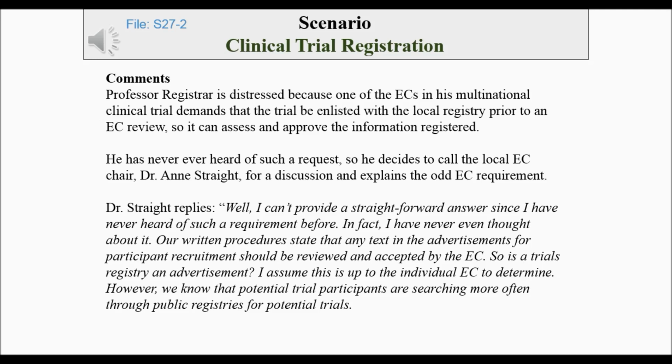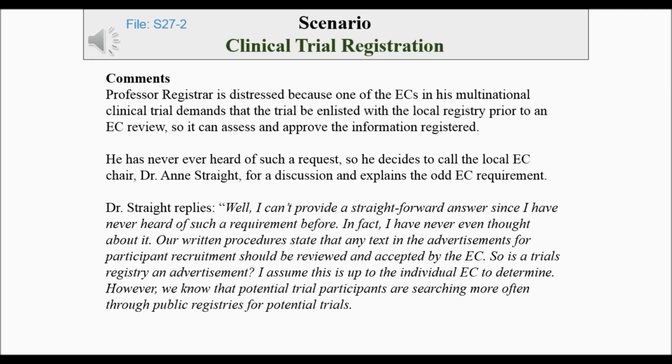Dr. Straight replies, "Well, I can't provide a straightforward answer since I have never heard of such a requirement before. In fact, I have never even thought about it. Our written procedures state that any text in the advertisements for participant recruitment should be reviewed and accepted by the EC. So is a trial registry an advertisement? I assume this is up to the individual EC to determine.